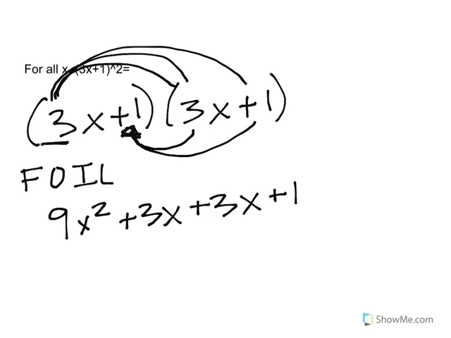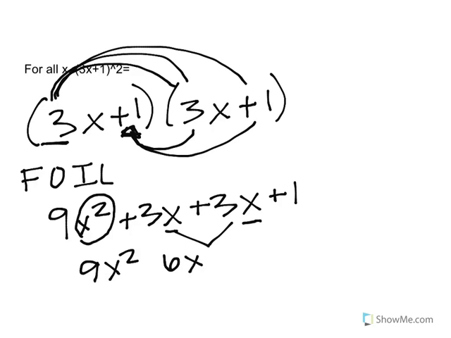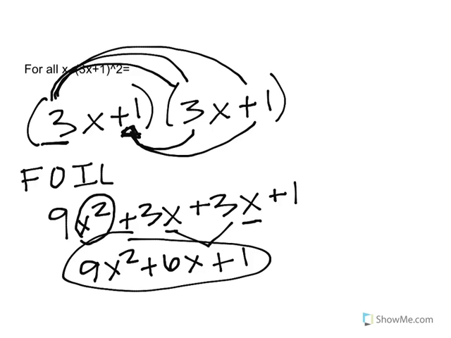Now we can combine like terms. The only like terms are the x's here. This x squared is not the same as an x by itself. So once we combine our like terms, 3x plus 3x equals 6x. So we have 9x squared plus 6x plus 1. Our answer is 9x squared plus 6x plus 1, simply using the FOIL property.